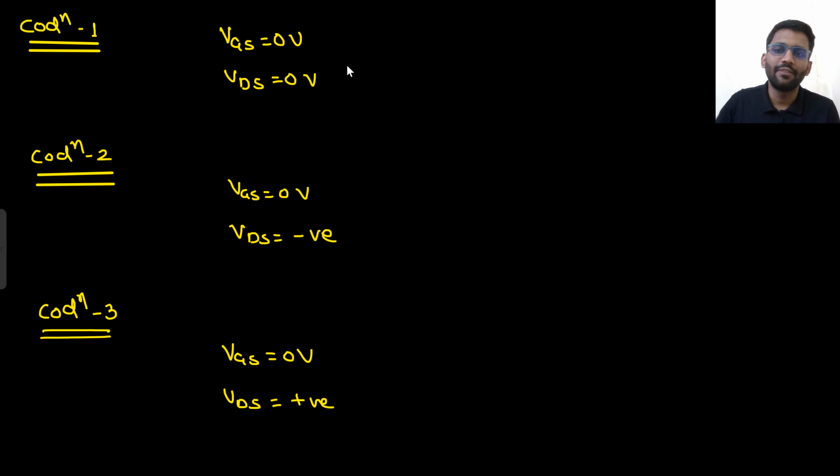Let's take the first condition, when VGS and VDS both are 0. Both are 0, absolutely nothing is there. So certainly there will be 0 ampere current, no current.